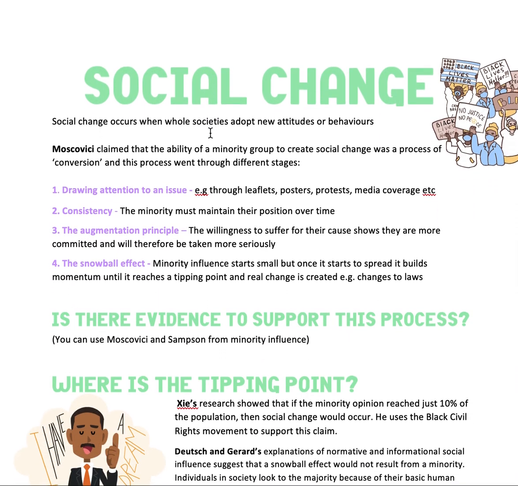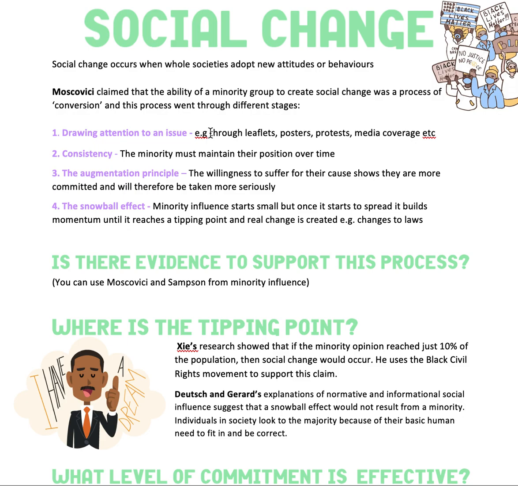So social change. Moscovici again talks about the four stages of the social change process. So drawing attention to an issue, so getting media coverage, getting people to listen to what the issues are. Consistency, maintaining the same message, repeating the same message. Augmentation principle, making a sacrifice, showing your commitment. And then the snowball effect, the idea that it gathers momentum, it gathers support, and then it reaches a tipping point, and then real change is created.